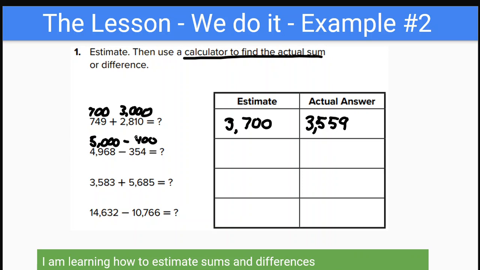So we're going to subtract 400 right here. Okay, that's a 4. All right, so 5,000 minus 400 would be 4,600. I'll write that right here. That's my estimate. And then it says to use a calculator to find the correct answer. Okay, and the actual answer was 4,614. So we were very close on that one, weren't we?